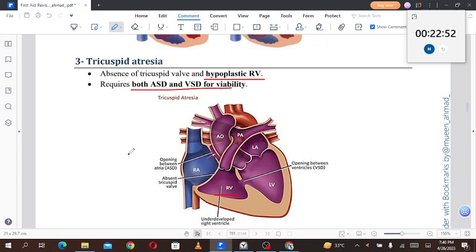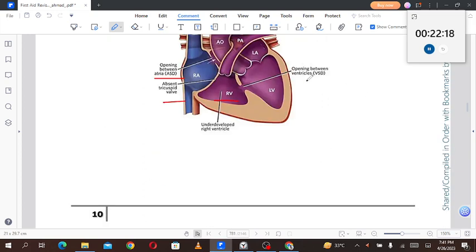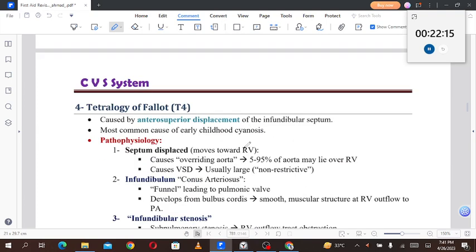So in this circulation, the superior vena cava and inferior vena cava will drain into the right atrium. From there, the blood will go through the ASD into the left atrium, then to the left ventricle, and then back to the right ventricle for going into the lungs, and then after going to the lungs, the blood will come back to the left atrium, to the left ventricle, and to the aorta. So if these children are to be viable for life, they have to have both the ASD as well as the VSD. So this is the opening of the ASD and the absent or atretic tricuspid valve. Okay, opening between the ventricles, VSD, and underdeveloped right ventricle.